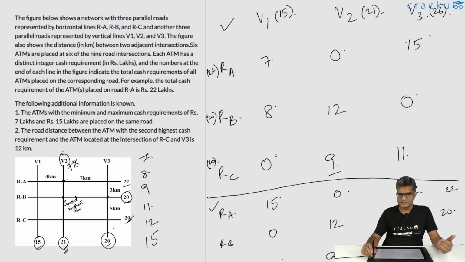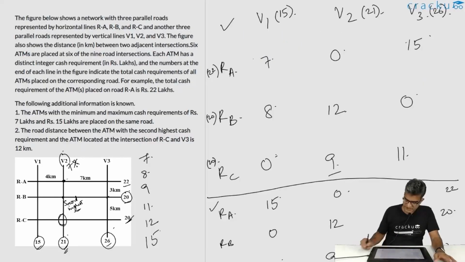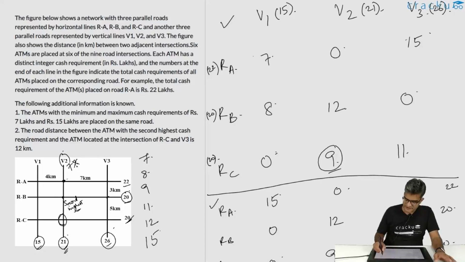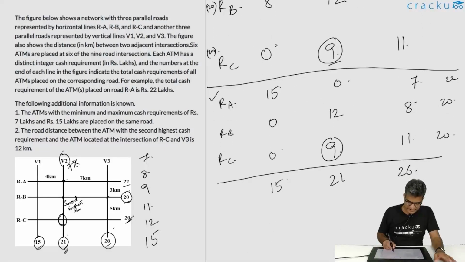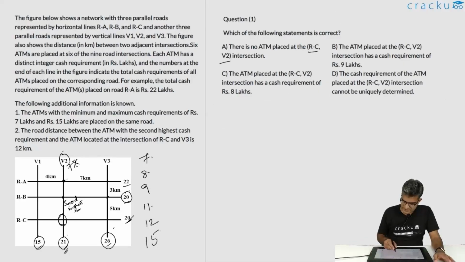Now let us go ahead and answer the questions that follow. Which of the following statements is correct? If you look at the options, we are talking about the ATM that is placed in the intersection of RC and V2. This is what we are looking at. Now you would see that in both the cases that is containing 9 lakhs. So the correct answer is that the ATM placed in RC and V2 has a cash requirement of 9 lakhs.